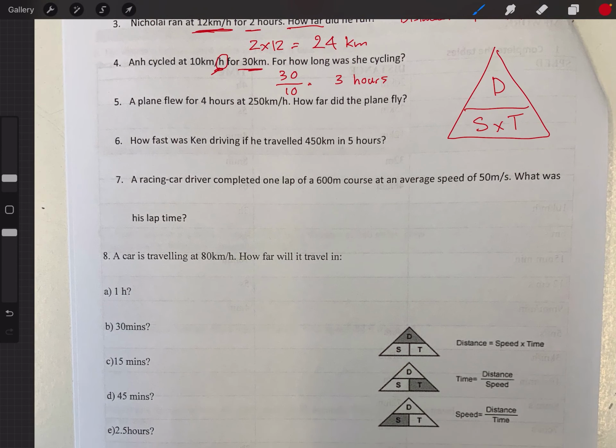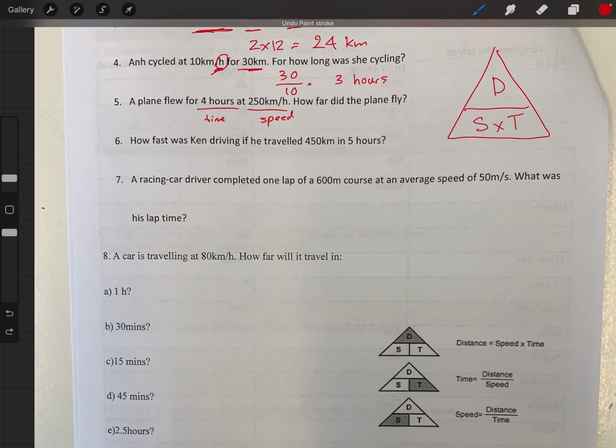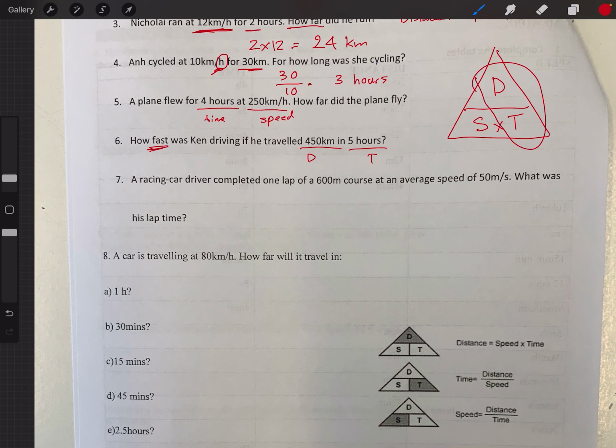Alright, question 5. A plane flies for 4 hours. So we've got time and we've got speed. If you want to find a distance, you do speed times time. Okay, work it out. How fast was Ken driving if he traveled 450 kilometers in 5 hours? So this will be distance and this will be time. If you want the how fast, the speed, then you do distance divided by time and get the answer there.